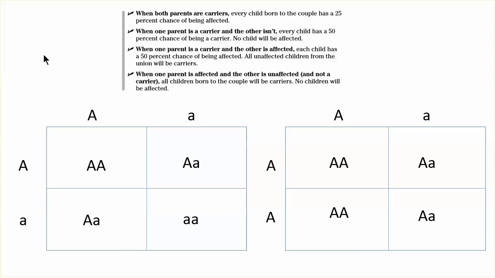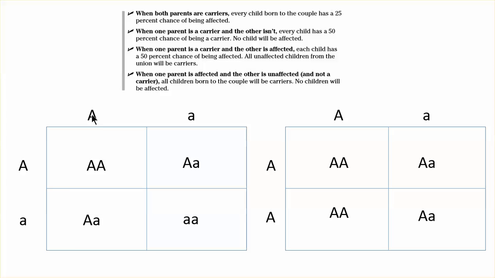So let's take a look at the first statement. It says when both parents are carriers, and remember, a carrier is a heterozygote. The individual has a copy of the recessive allele, but the phenotype is normal because this is recessive inheritance. It says when both parents are carriers, every child born to the couple has a 25% chance of being affected. Affected meaning being homozygous recessive, two copies of the recessive allele.